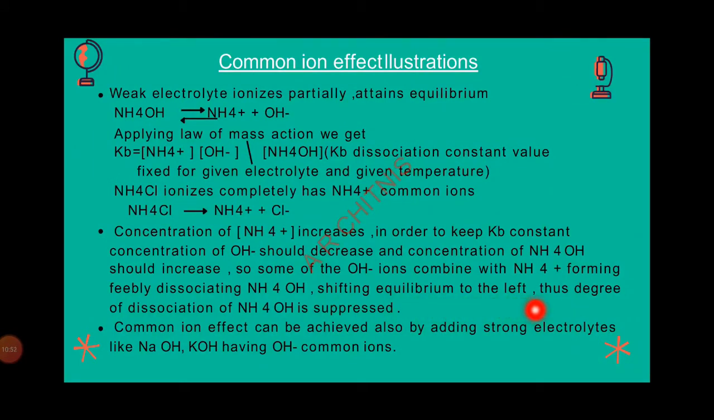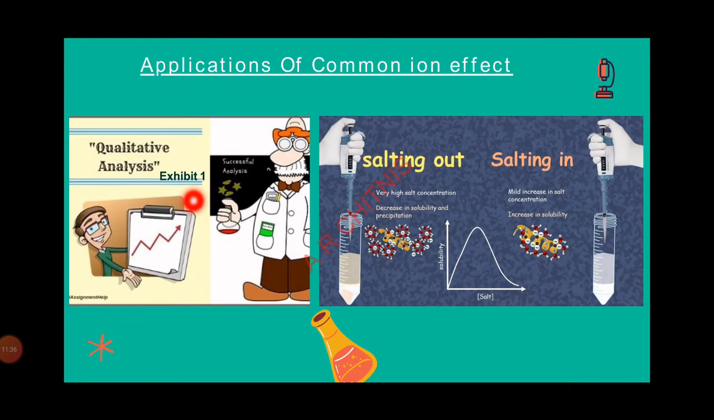The common ion effect can also be achieved by adding a strong electrolyte like NaOH or KOH, having OH minus as the common ion. Here we have taken the example of NH4OH as the weak electrolyte. Instead of NH4Cl, we can also add NaOH and KOH, which are strong bases that have OH minus as common ions. So that effect can also be achieved. Instead of adding NH4Cl, we can add NaOH and KOH to have the same effect.